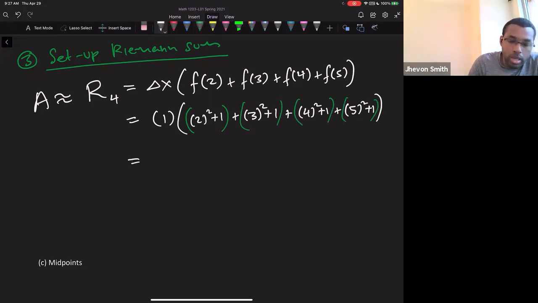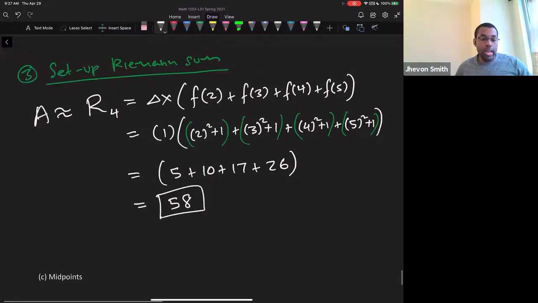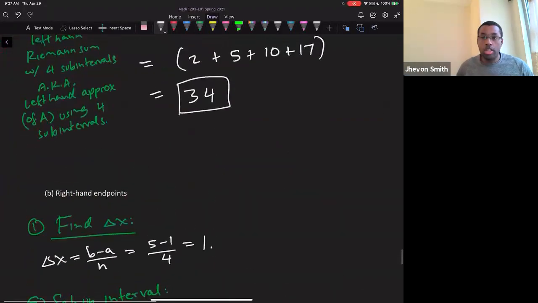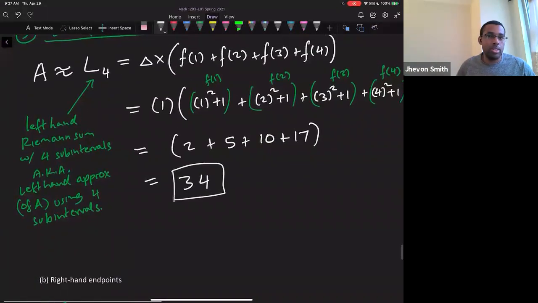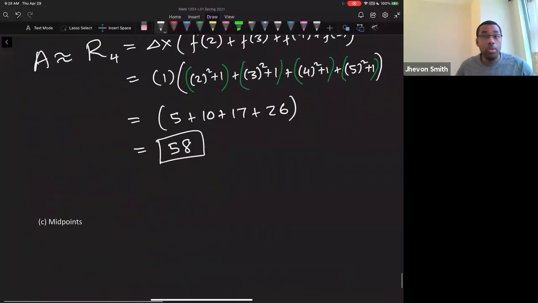Here, this is going to be, of course, 2 squared plus 1 is 5, then 10, then 17, then 26. It's going to be 58. Notice that the right-hand approximation is larger than the left-hand approximation. Kind of makes you feel like the right hand is giving you an overestimate while the left hand is giving you an underestimate, which in this case it actually is, but we haven't seen that yet.